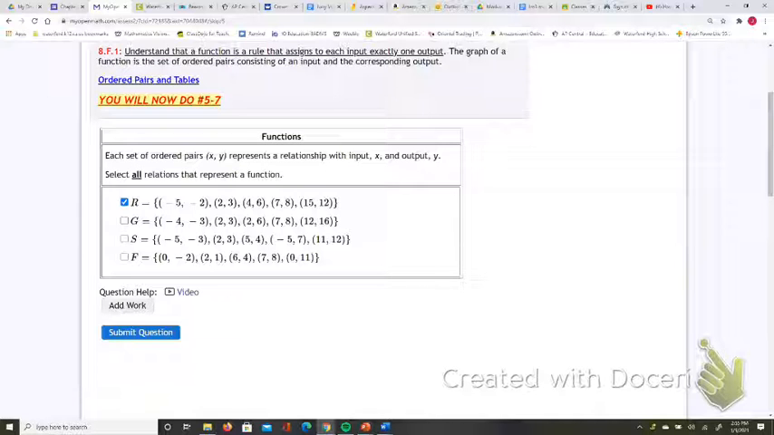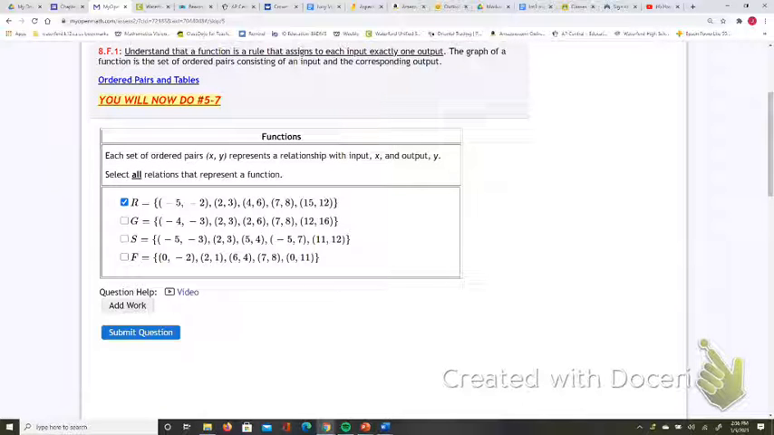Okay, letter G: -4, 2; 2, 2; 3, 2; 6. Different y values, not a function, don't select it. Okay, -5, 2; 5; -5 is twice: -5, -3; -5, 7. Nope, not a function. Remember, I have to get the same candy bar if I punch the same number.